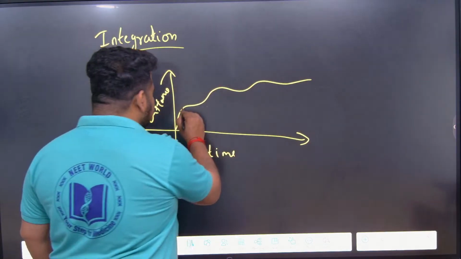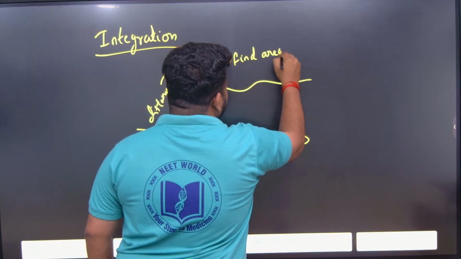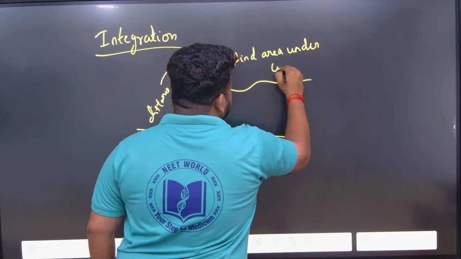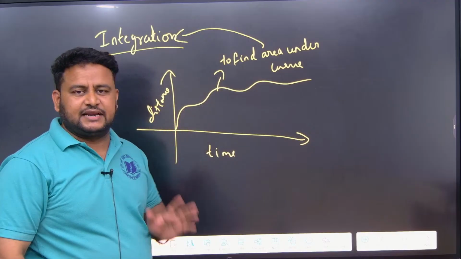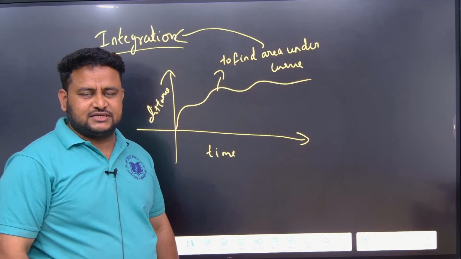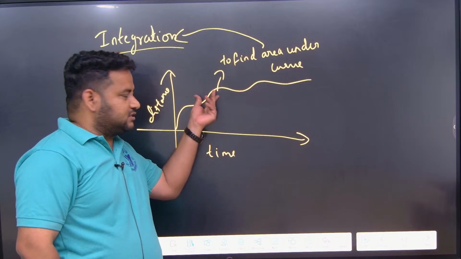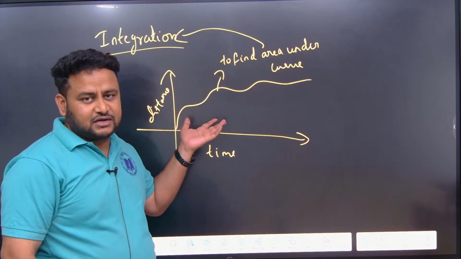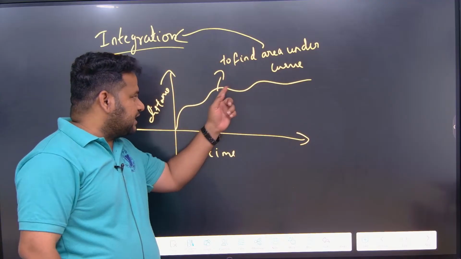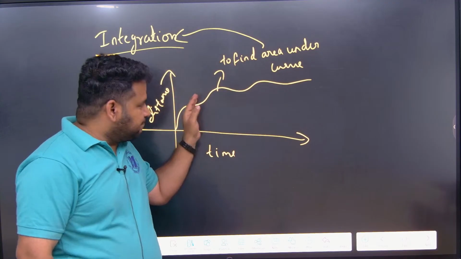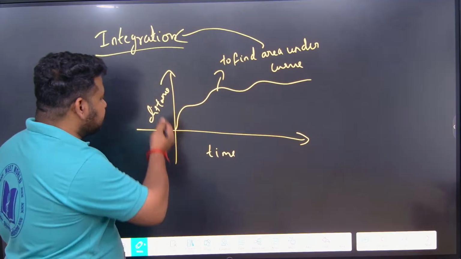To find the area under any curve, we use integration. Differentiation is about rate of change, instantaneous change, and also the slope of the tangent to a given curve. If I draw a tangent and find its slope, that is differentiation. But to find the area, I take the help of integration.